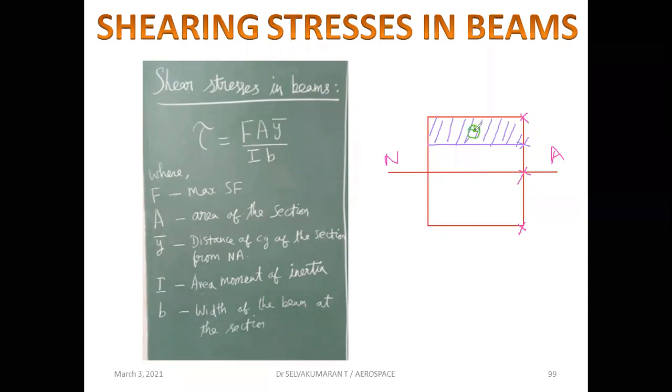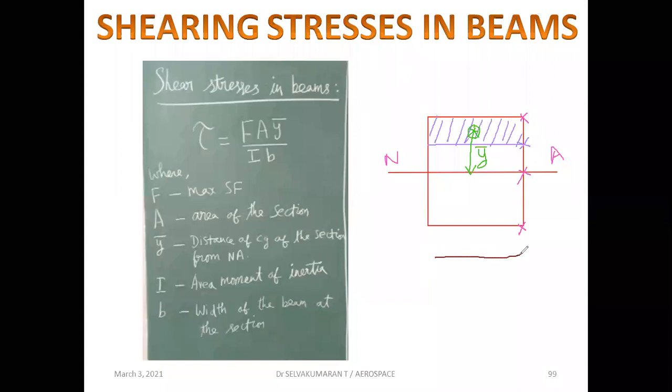So Y bar is nothing but this distance of CG from the shaded portion to the neutral axis. This is nothing but Y bar. Then what is I? I is nothing but the area moment of inertia.